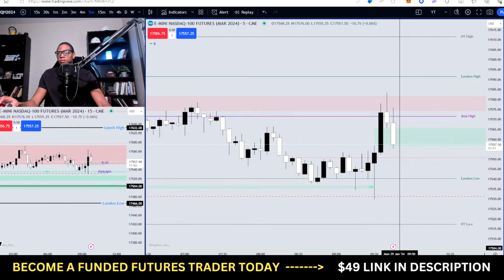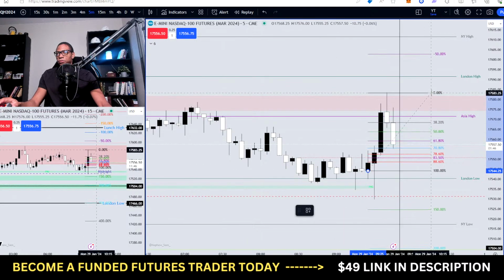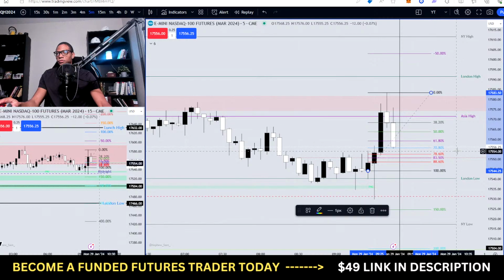Okay, well, let's put our measurement back up since it looks like that retracement is going to be much deeper than before. All right, so now we're looking at 71% retracement so far.